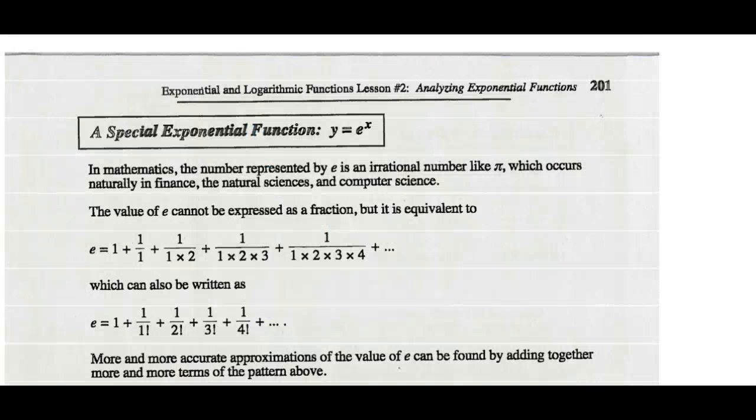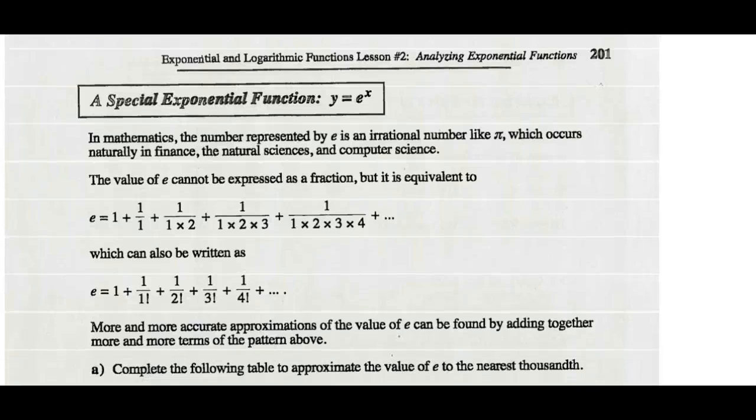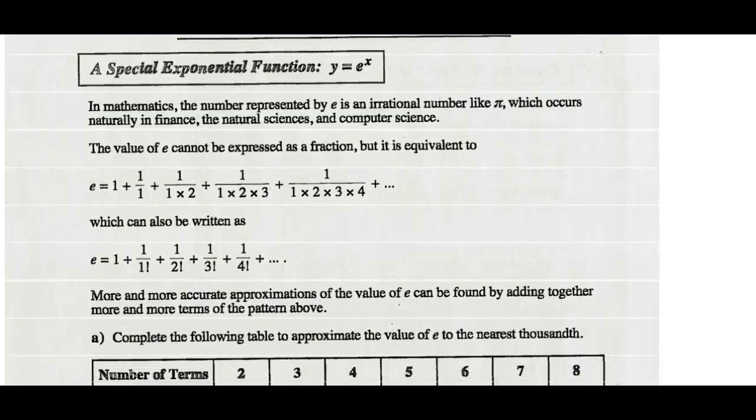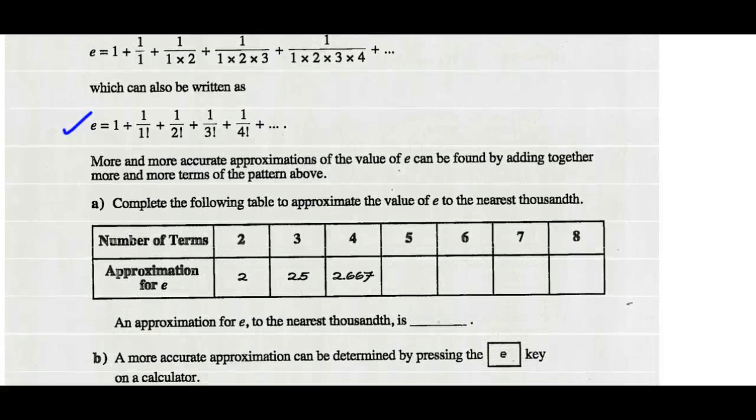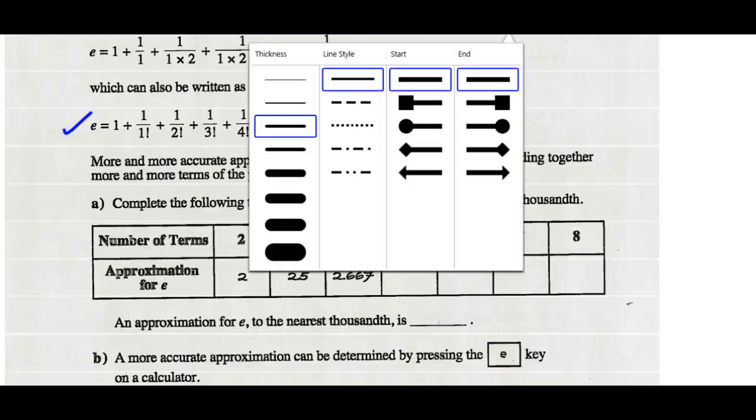Let's look at the special function y equals e to the exponent x. In math, the number represented by e is an irrational number like pi, which occurs naturally in finance, the natural sciences, and computer science. The value of e cannot be expressed as a fraction, but it is equivalent to the following: 1 plus 1 over 1 plus 1 over 1 times 2, and so on. Or we've looked at factorial notation. It can be written in factorial notation thusly. More and more accurate approximations of the value of e can be found by adding together more and more terms of the pattern above. So complete the following table to approximate the value of e to the nearest thousandth.